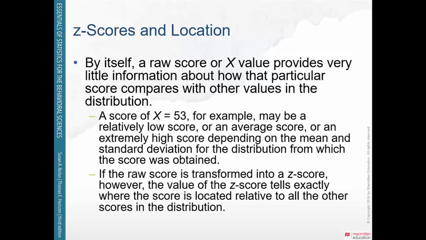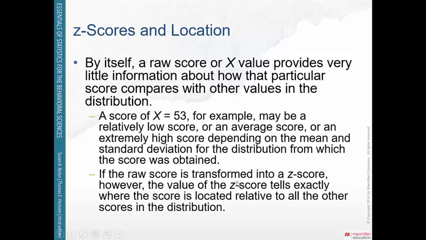But think about this for a second. By itself, a raw score, an x value, we call our raw scores x's in statistics, provides very little information about that score. So if I told you I got a score on my Spanish test and I got a 53, I'm not saying 53%, I'm just saying I got a 53. We don't know what that means. It could be I got a 53 and maybe it was out of 55 points and I did amazing. Or it could be that the test was out of 150 points and I got a 53, and that's not so good. So raw scores by themselves tell us very little.